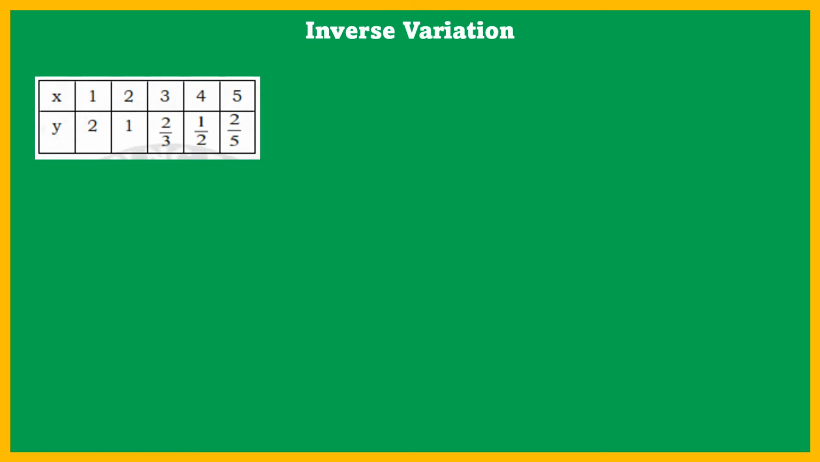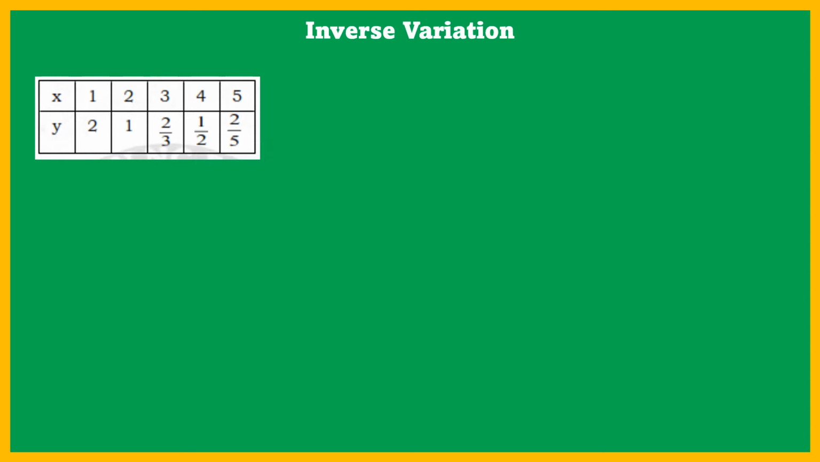Let us say we have this table which is x and y. So x is equal to 1, 2, 3, 4, 5, and y is equal to 2, 1, 2 over 3, 1 over 2, and 2 over 5. So as you can see, as x increases, the value of y decreases kasi naging fraction siya. Alam naman natin na mas mababa yung fraction kaysa sa whole number.